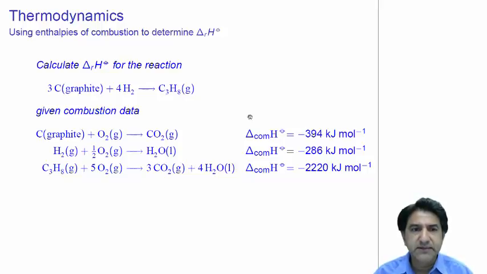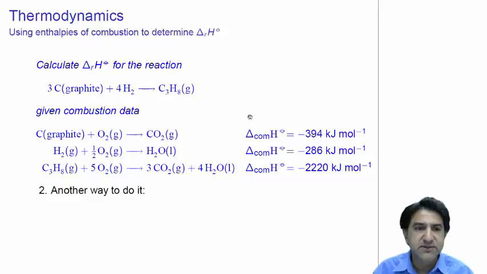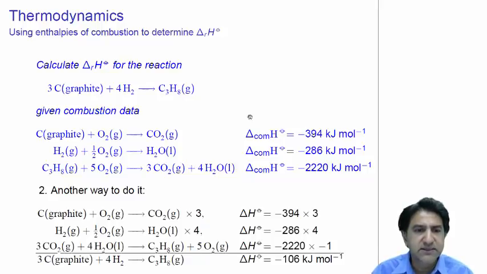Okay, so how do we calculate delta H for the first reaction if we are given these 3 reactions on the bottom? Well, one way is to use the idea that we can combine all the combustion reactions in a particular way to get the result we need. But I'm going to look at the second way to do it, which is easier. We combine the reactions with appropriate stoichiometric coefficients to get the one we want.